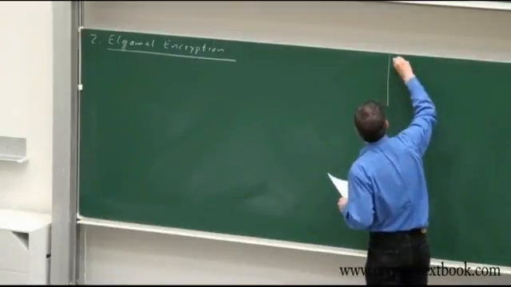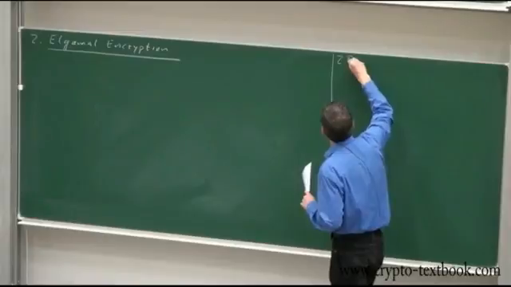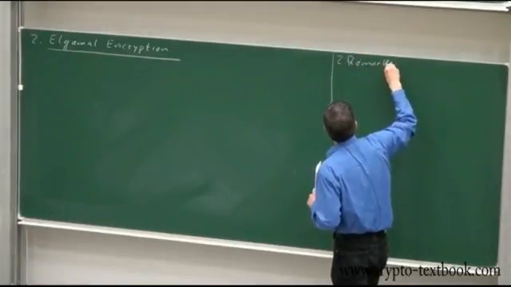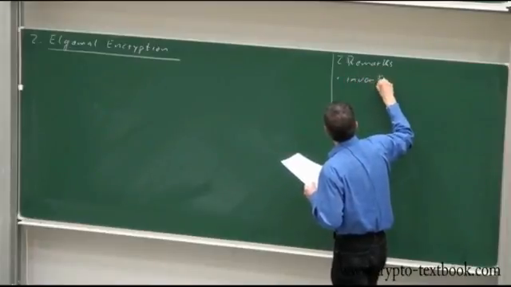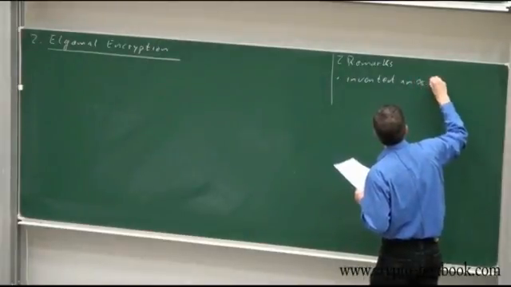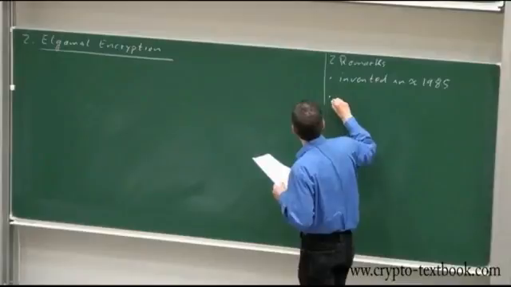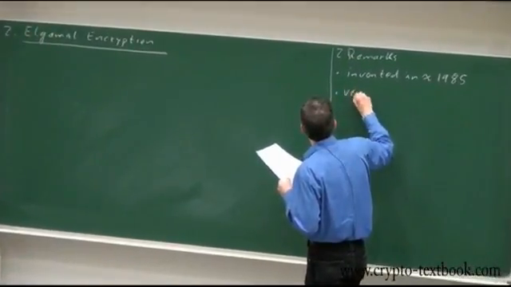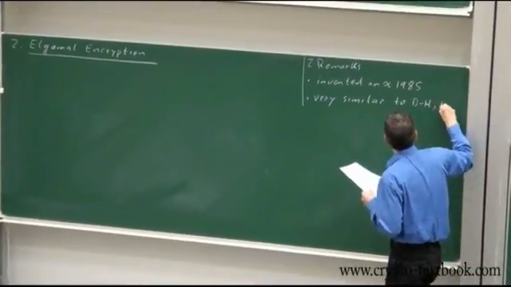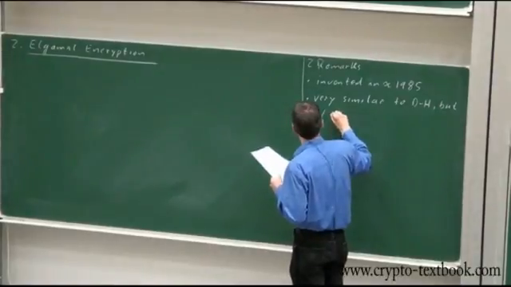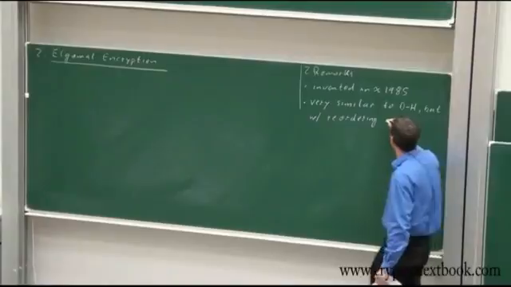I put here 2 remarks, because I want to have the protocol I'm going to develop just underneath. You can put these remarks wherever you want. Two remarks. Elgamal encryption was invented, I don't have the exact year, but I think it was around 1985. Very similar to Diffie-Hellman, but with reordering, Umordnung, reordering of steps.